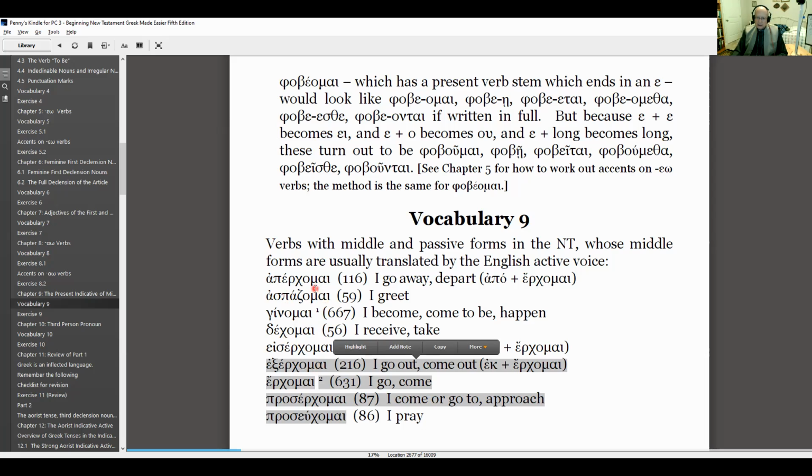So we call that deponent. Deponent verbs look middle or passive, but they are active in English translation. Not I am greeted by someone, but simply I greet, aspadzomai.